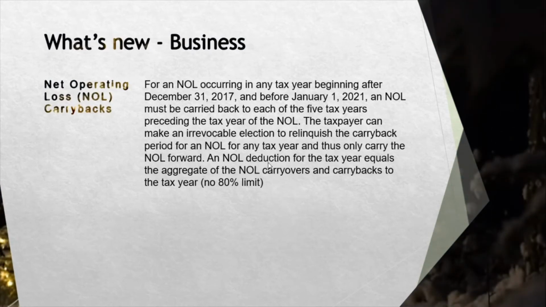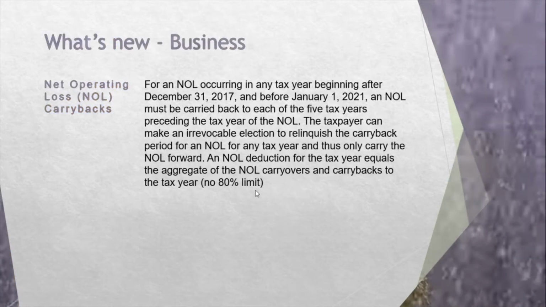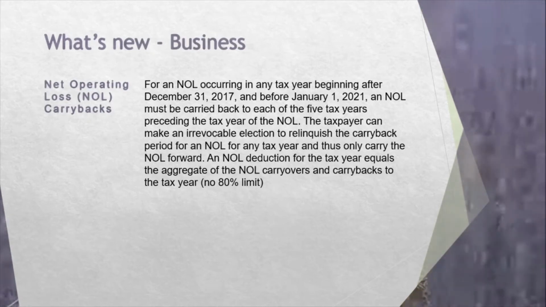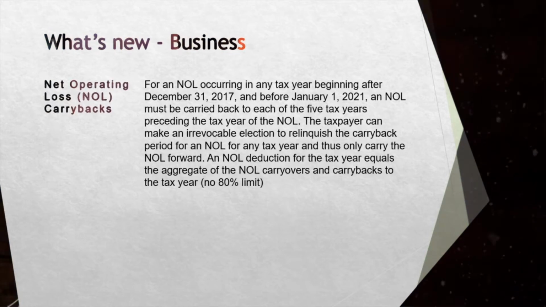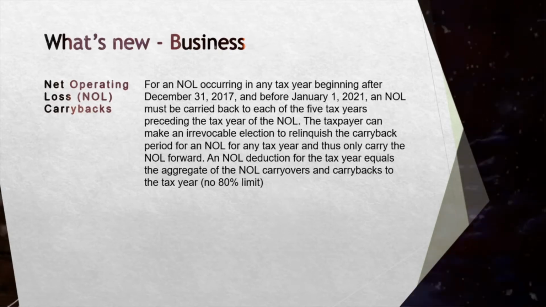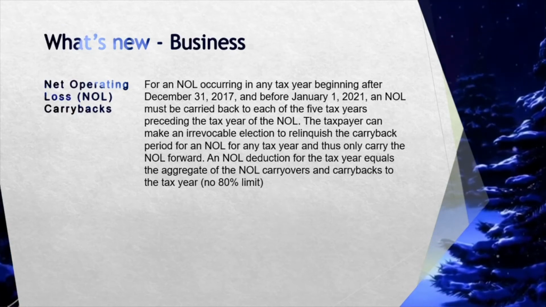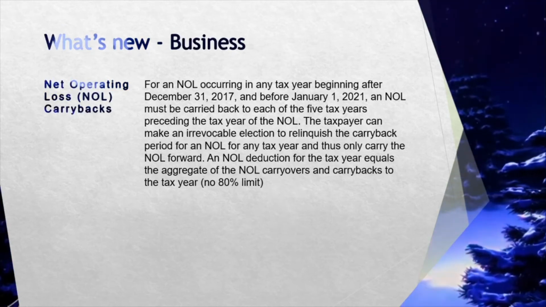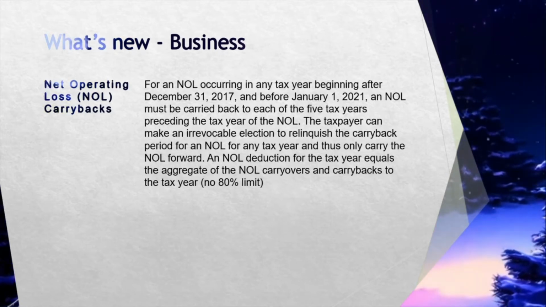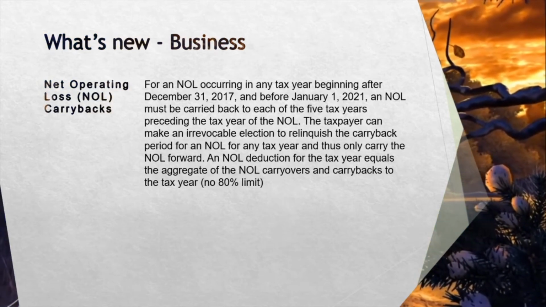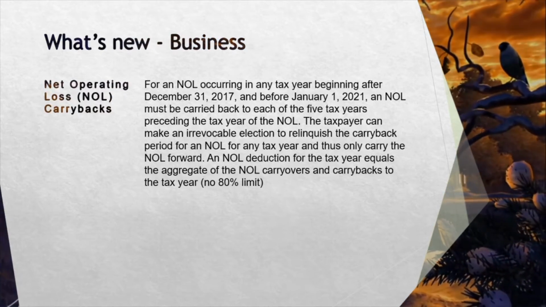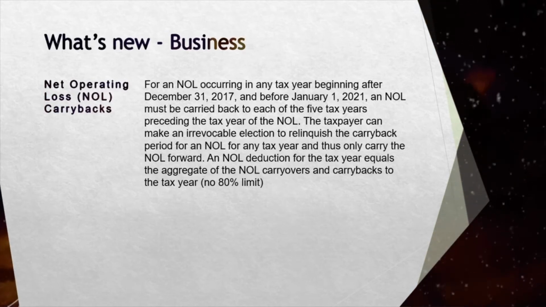The NOL deduction of the tax year equals the aggregate of the NOL carryovers and carrybacks to the tax year. Used to be there was an 80% limit. So prior to the Tax Cuts and Jobs Act, the TCJA, in general, an NOL could be carried back 2 years, and carried forward up to 20 years. Effective for NOLs occurring after December 31, 2017, TCJA repealed the 2-year carryback, so you cannot carry back anymore, with, of course, exceptions for farming and casualty insurance companies. NOL carryovers were limited to 80% of taxable income for the year in which it was carried to, and could be carried forward indefinitely until used up.